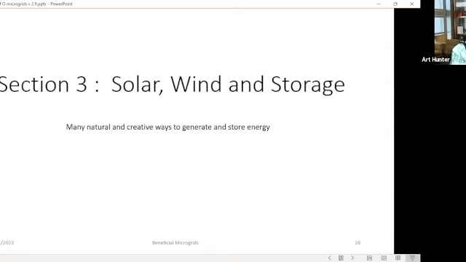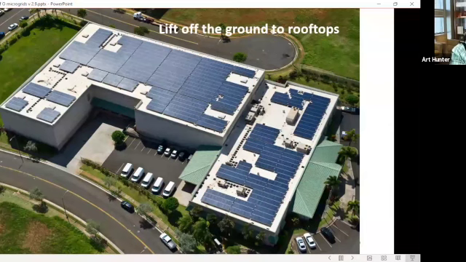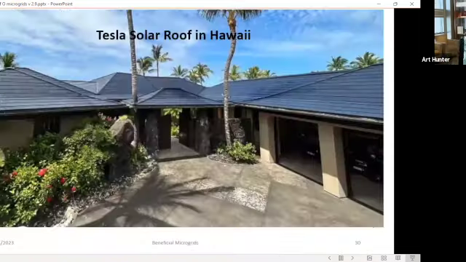Now, solar, wind, and storage. Well, there's many natural and creative ways to generate and store energy. Of course, get the panels off the ground, always a good idea, and put them on roofs. Here's a Tesla solar roof in Hawaii. You might have heard of Tesla solar roof. They've had a number of problems getting that off and going. I think they're on version 3 of their design now, and they're always bullish, saying they're ready to go.